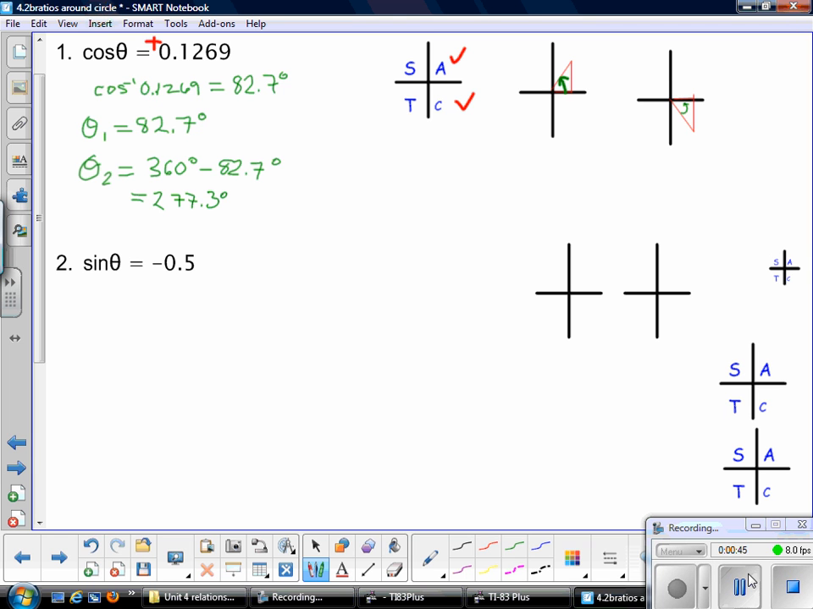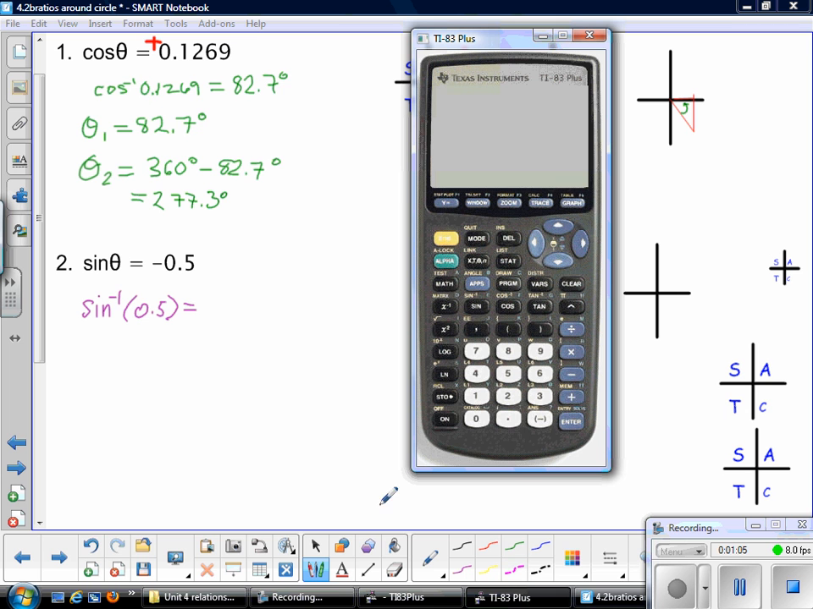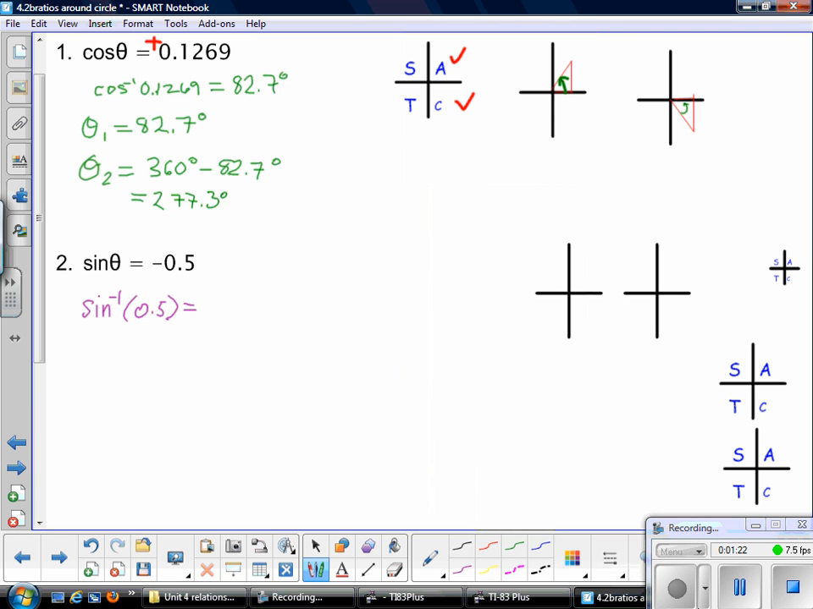Okay, so let's find the sine inverse of 0.5. I know the question says negative, but we know they have the same numeric value, same absolute value. So if I bring up my calculator again and do the sine inverse of 0.5, it comes out to 30 degrees. It was actually one of the special triangles we could have used. And you're saying, oh, please, no, not that. So we have 30 degrees.